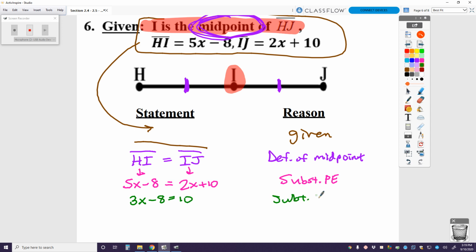So subtraction property of equality, that's supposed to be an S. And then I'll add the 8 over to the 10. So 3x equals 18, addition property of equality. And then last but not least, we'll divide the 3 over to the 18 and get x equals 6 with the good old division property of equality. And there's number 6.